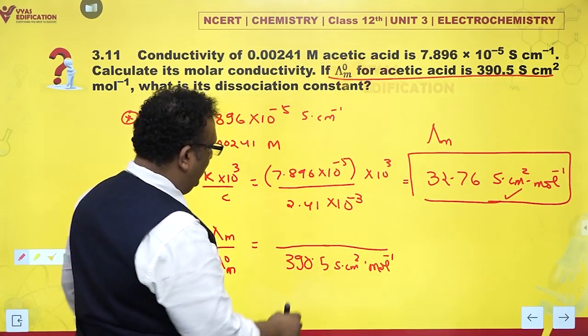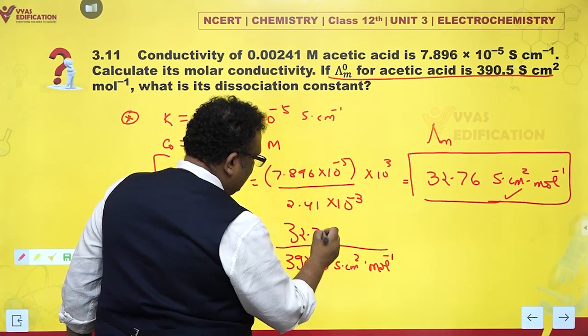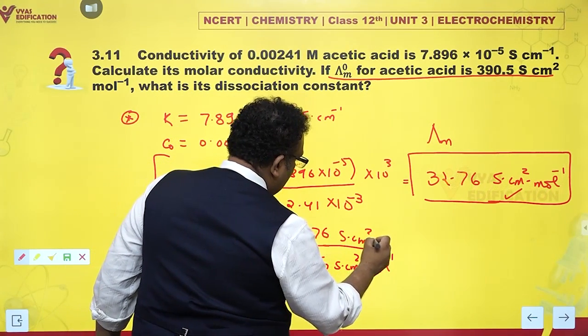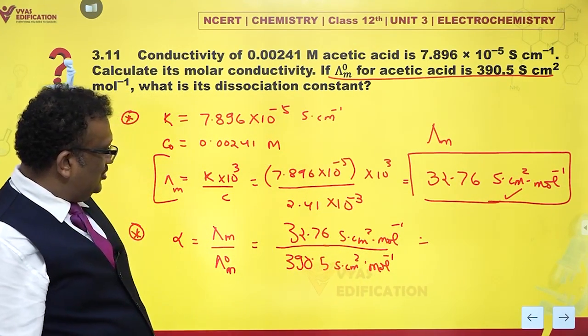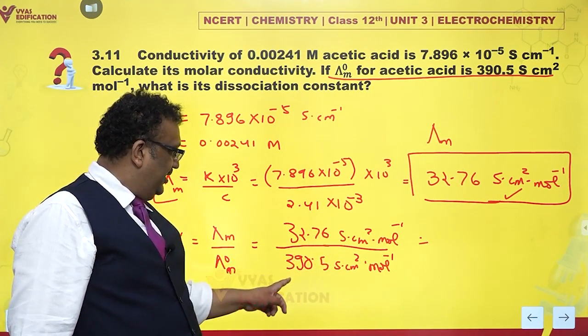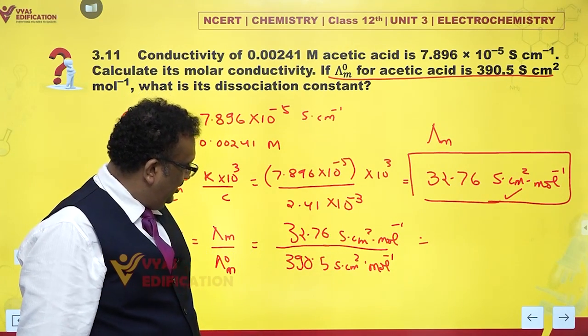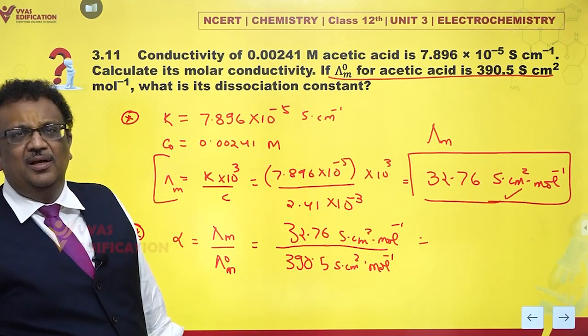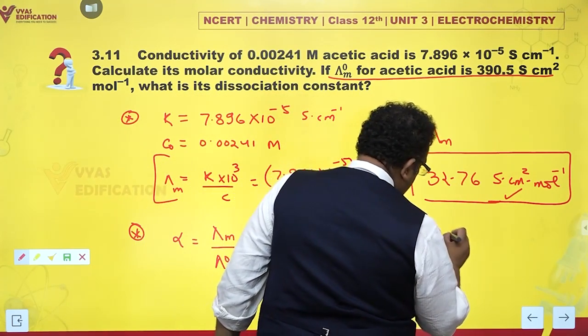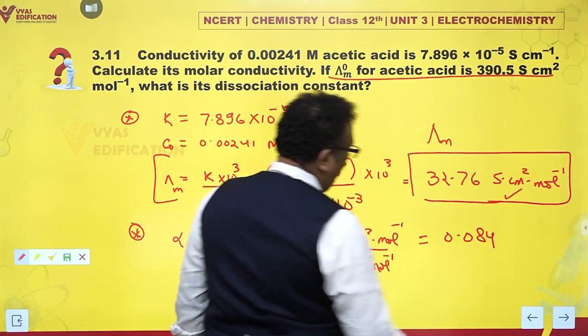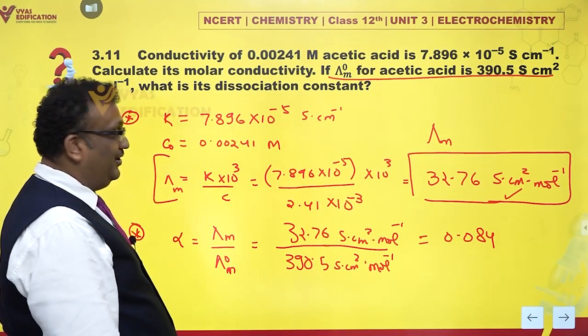And if I substitute here, 32.76 Siemens centimeter square per mole. Well, this division does not look very pleasant. Had it been 39.05, the answer would have been 0.1. This is quite less than 0.1. If you calculate, this comes out to be 0.084. Wow, this is alpha? Yes.